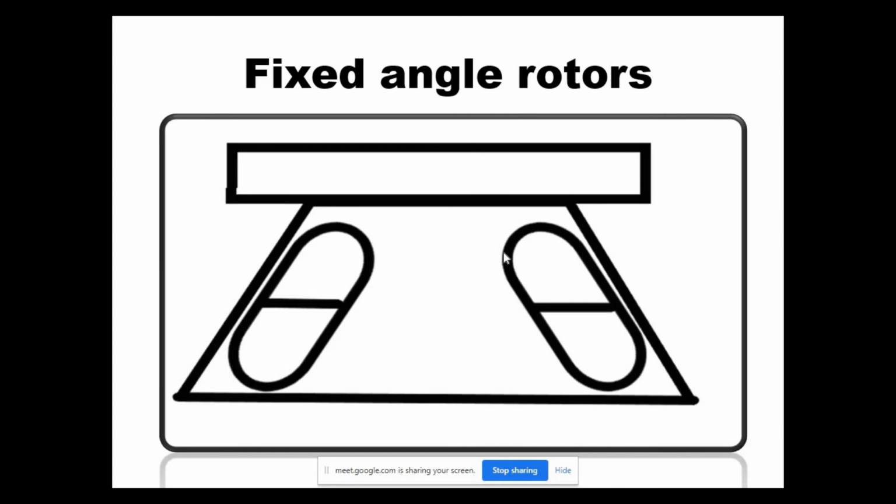Then you have the fixed angle rotors. In this case, this angle is fixed. This is the place where you will keep the centrifuge tubes, and the angle of this rotor is 45 degrees. That means the centrifuge tubes are kept at 45 degrees. This kind of fixed angle rotor is good for precipitation. Say you have a DNA solution and you want to precipitate the DNA. Once you start the centrifugation, the DNA will precipitate at the bottom of the tube. So for precipitation, the fixed angle rotors are used.